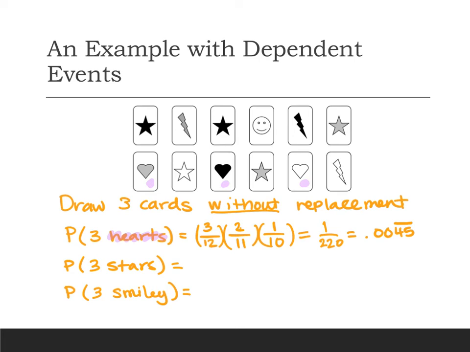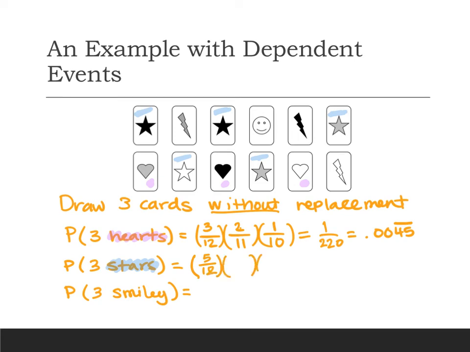So basically, I would have to draw all 3 hearts when I draw those 3 cards. Now, if I want to find the probability of getting 3 stars when I draw 3 cards without replacement, well, I've got 1, 2, 3, 4, 5 stars. And so my probability is going to be a little bit different because I'm going to start with 5 out of 12.